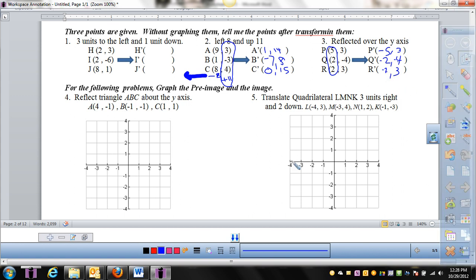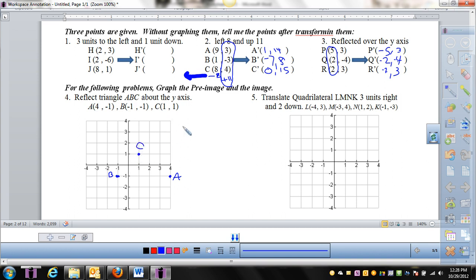All right. How about an actual reflection problem where you have to graph the pre-image and the image? Now, I don't have a straight edge here on my Mobi, but I'm going to do my best to graph it here. So reflect triangle ABC about the y-axis. So we got to graph ABC. 4, negative 1. Put a dot there, and we'll call it point A. Negative 1, negative 1 is point B. And 1, 1 is point C.